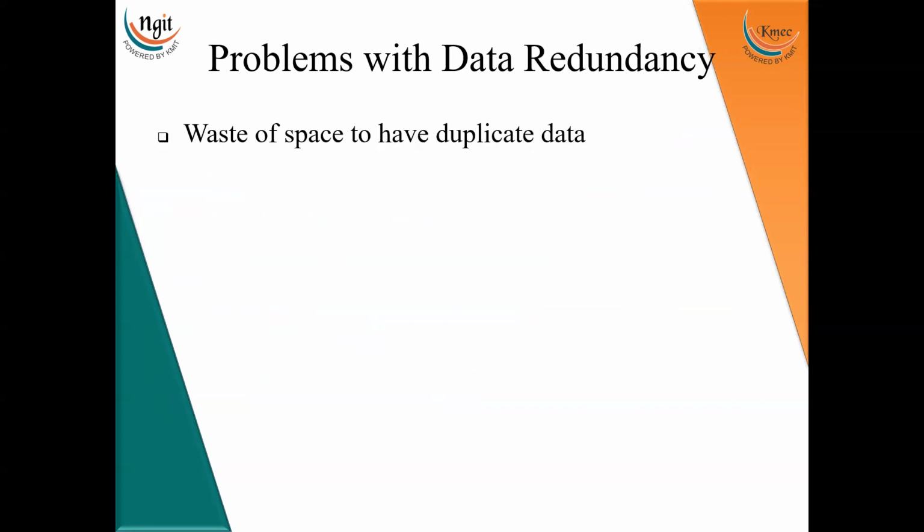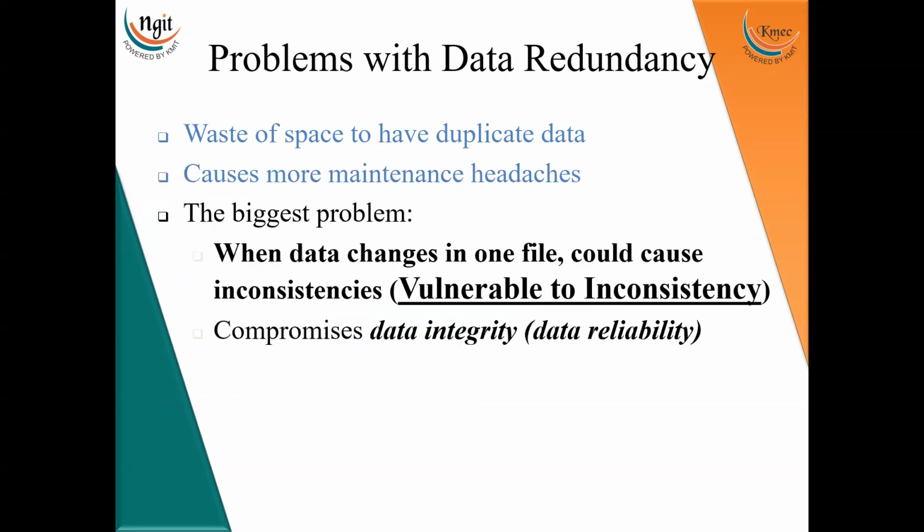So the problems with respect to data redundancy are waste of space, which will have duplicate data. It causes more maintenance headaches, and the third important drawback of it is when data changes in one file it could cause inconsistencies. That creates vulnerability to inconsistency, which absolutely compromises the data integrity. That means data reliability tells you that what you store in the database or in the table may not be the same thing which is being rendered to us.